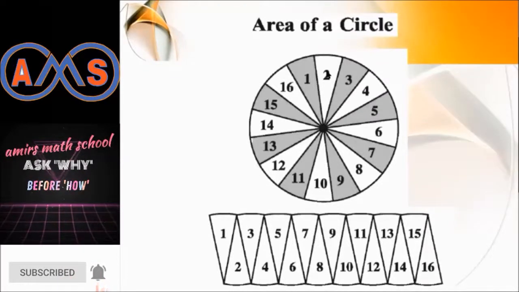We take 1, 3, 5, 7, that is the odd numbers, and arrange the odd-numbered pieces in this way: 1, then 3, then 5, 7, 9, 11, 13, and 15. The even-numbered pieces we arrange in this way: 2, 4, 6, 8, 10, 12, then 14, then 16. We try to make this into a rectangle.